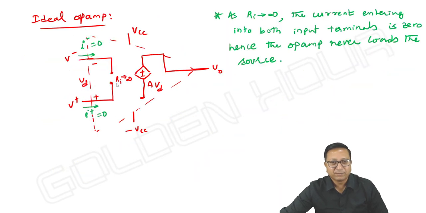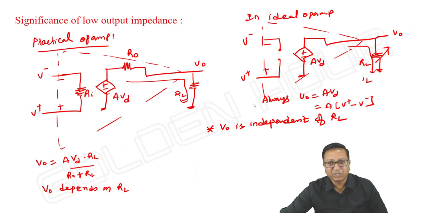And what is the advantage of low output impedance? It means the output voltage is independent of RL. Whatever load you connect, it doesn't matter.